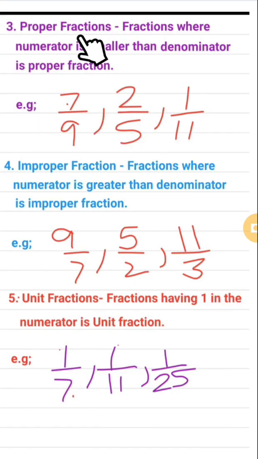Then it comes proper fractions, means the fractions where numerator is smaller than the denominator. Here you can see, numerator is 7, denominator is 9. So 7 upon 9 is a proper fraction. In the same way, 2 upon 5, 1 upon 11. Every fraction in which the numerator is less than denominator is called the proper fraction. And dear children, always remember this proper fraction is always less than 1.